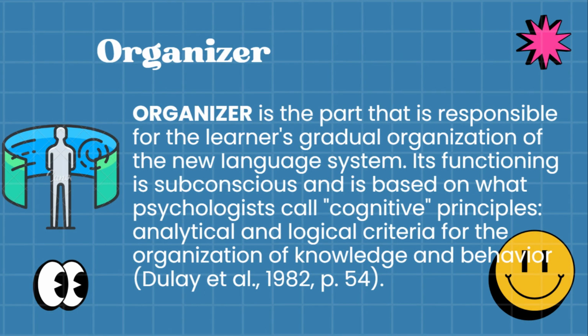Next is the middle part of the internal processing. It is the organizer. So what is organizer? Organizer is the part of our mind that silently helps us arrange and structure the new language that we are learning. It follows logical and analytical rules, although we are not aware of it. So it's the same as the process of filtering. We are also not aware of this process of organizing.